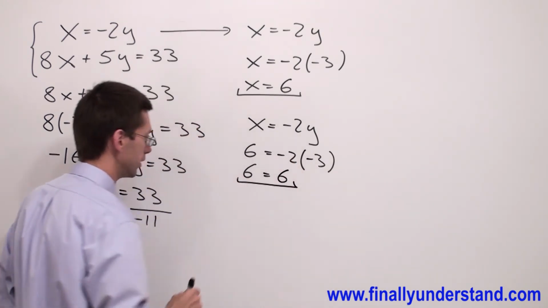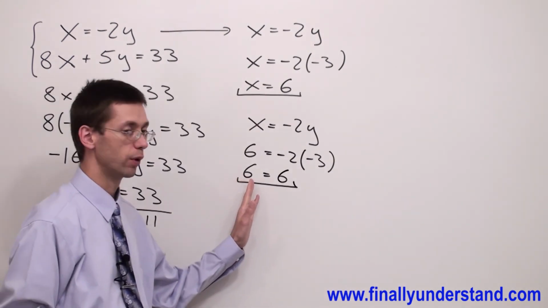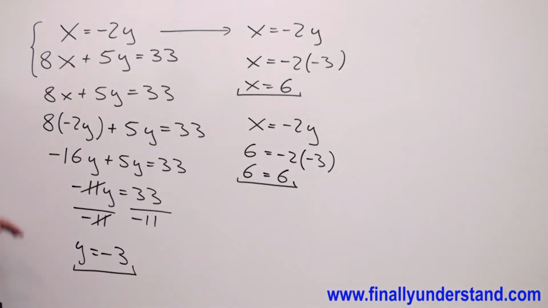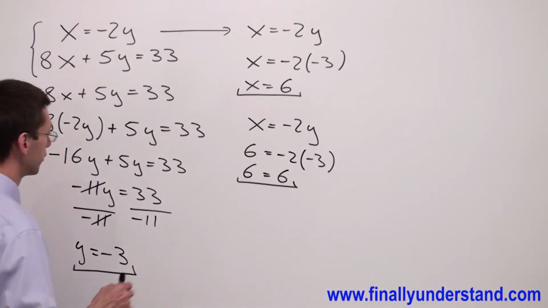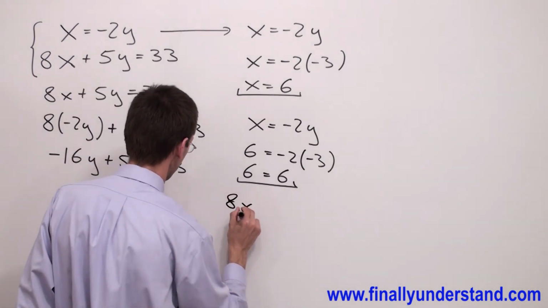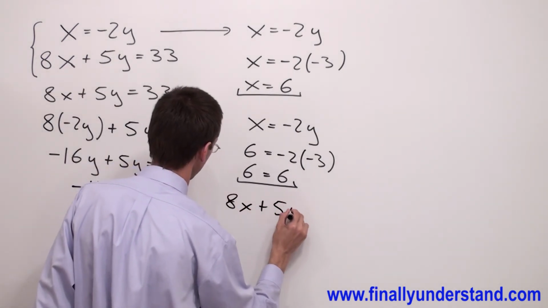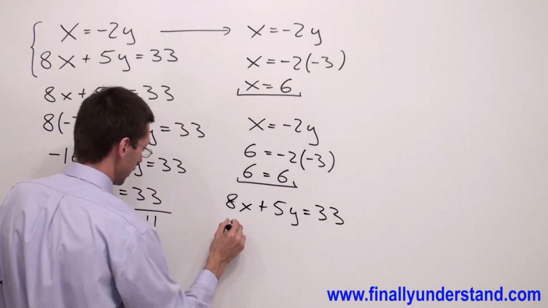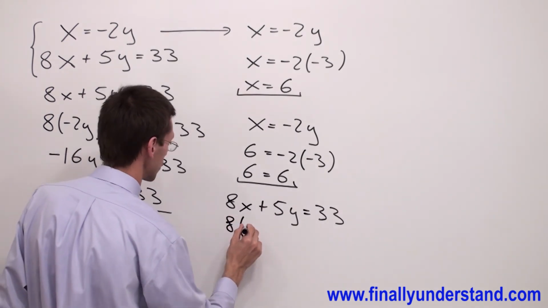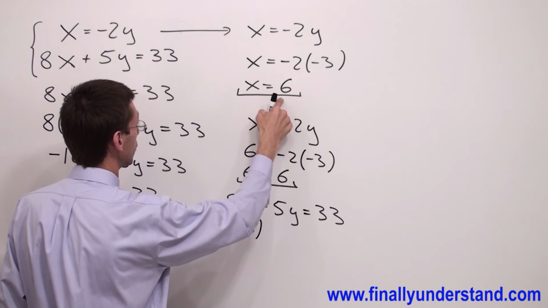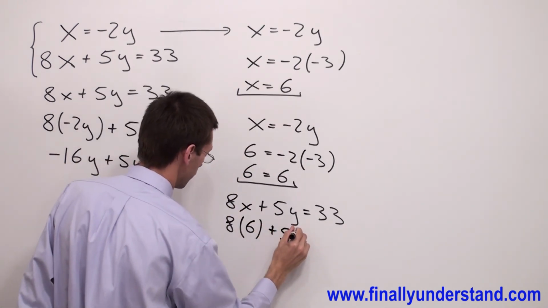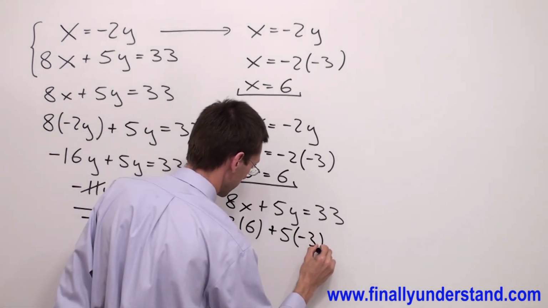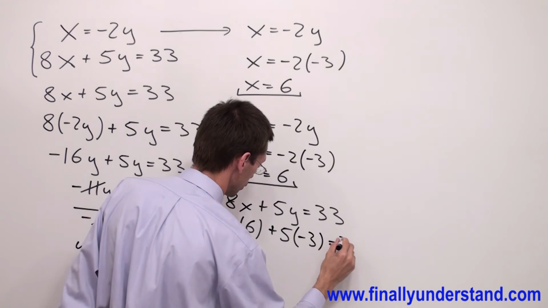Please notice that the left side of my equation is equal to the right side. Next, we're supposed to verify the second equation. We have 8x plus 5y equals 33. 8 times 6, because we found that x is equal to 6, plus 5 times y, which is equal to negative 3, equals 33.